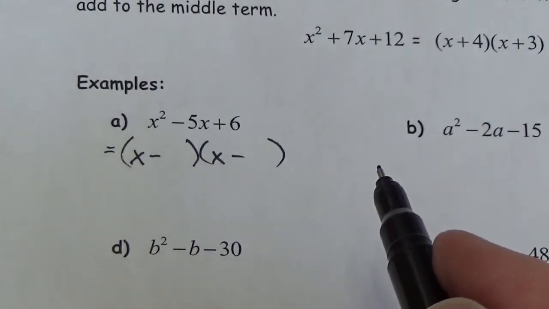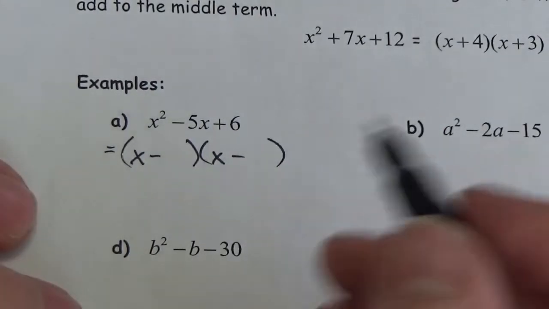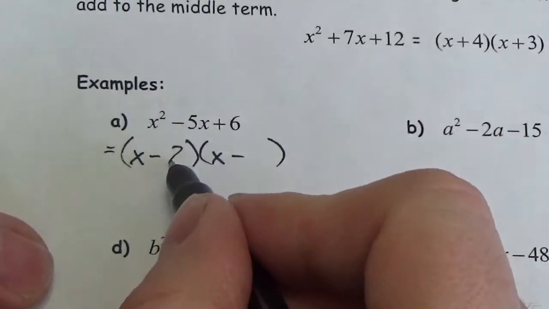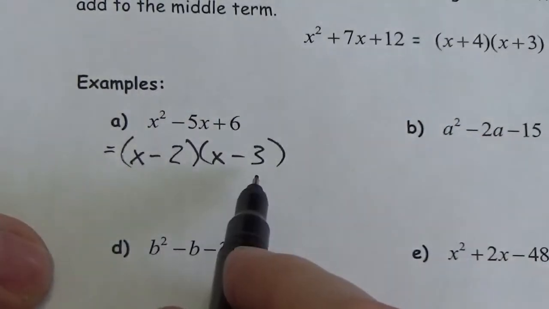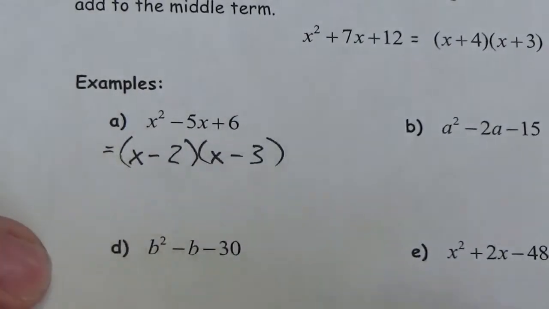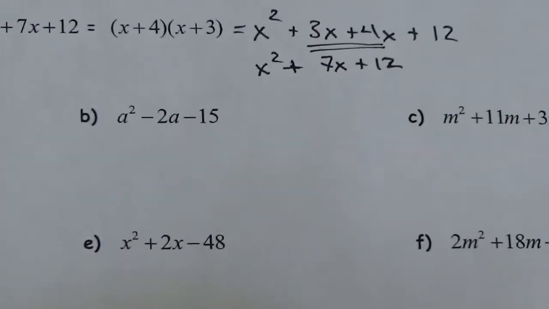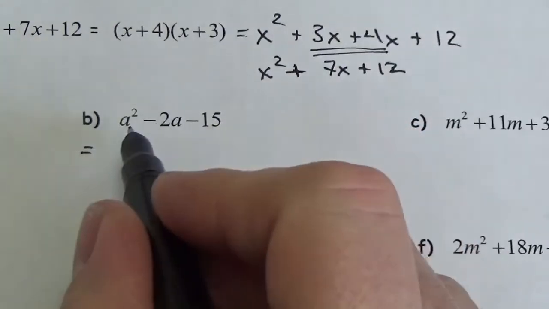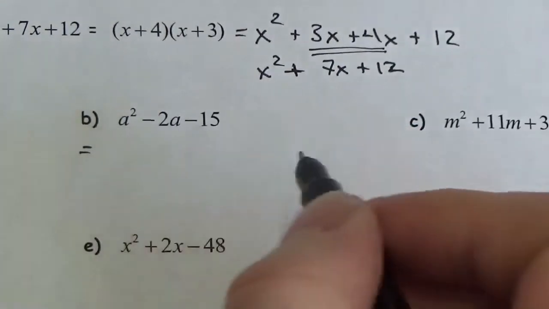Well, the two factors of 6 that I think jump immediately to mind are going to be the 2 and the 3. And when you expand that out, there you go. You're going to get negative 5 and positive 6. Here, I've got negative 15 and negative 2.